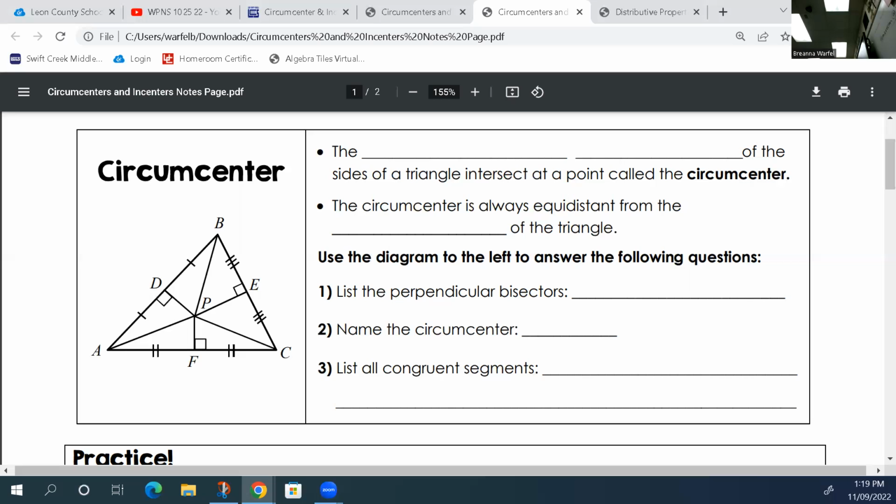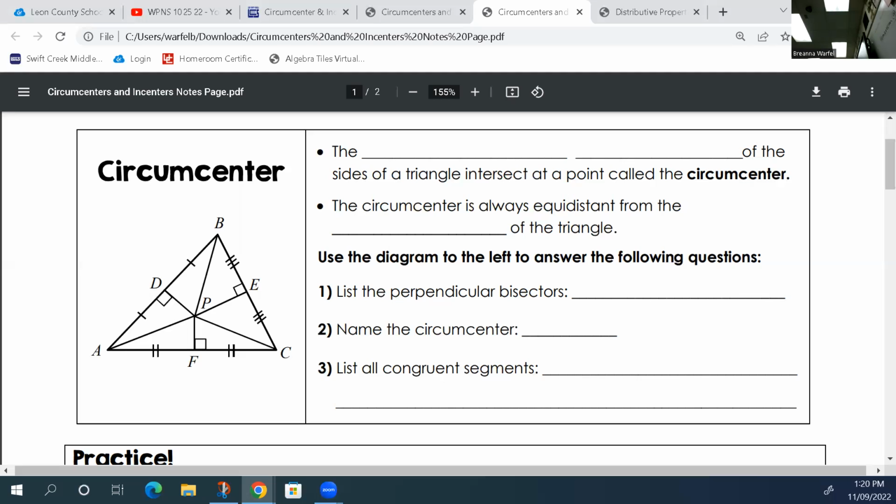Okay. And so when you have the circumcenter, you know a few things. In number one, it says list the perpendicular bisectors. So DP is a perpendicular bisector to BA. PE is a perpendicular bisector to BC. And then PF is a perpendicular bisector to AC. The circumcenter, number two, is P. And it tells you to list all of the congruent segments.